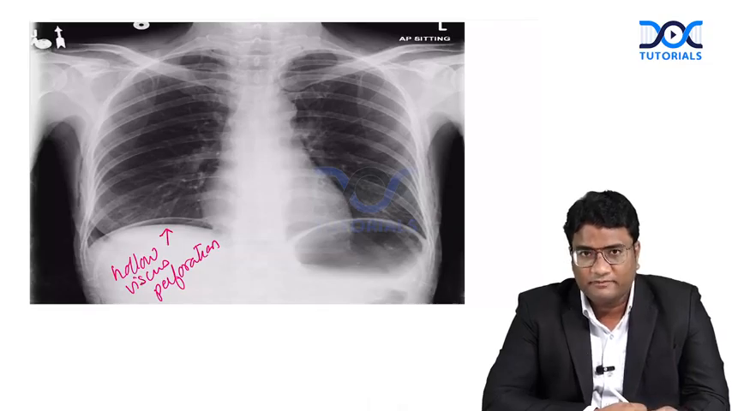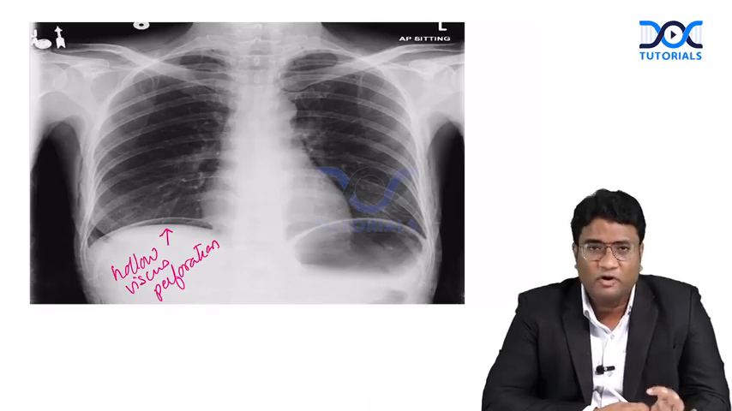We get a chest radiograph done. Whenever you are suspecting a hollow viscus perforation or pneumoperitoneum, we go for a chest radiograph. The domes of the diaphragm are better seen on a chest radiograph. Air under the right hemidiaphragm is suggestive of hollow viscus perforation.